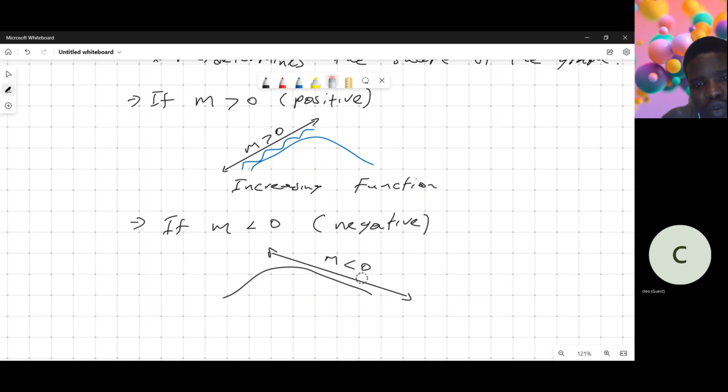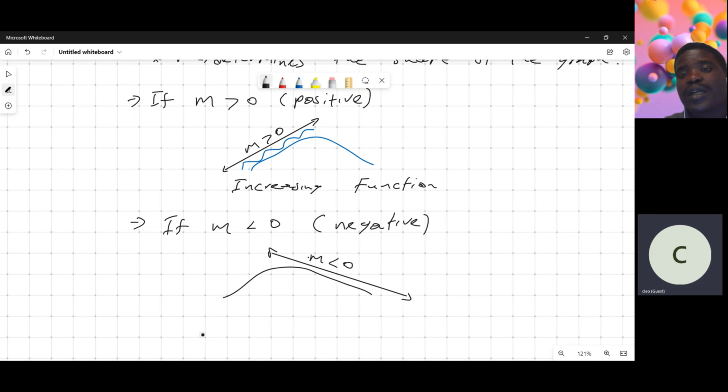As you climb the stairs going up, the gradient is positive, but as you go down the stairs, the gradient, or the slope, is negative. As you go down from a cliff or a mountain, or going down from a building, the gradient you'll be moving on is negative. That is, if m is negative. Okay?